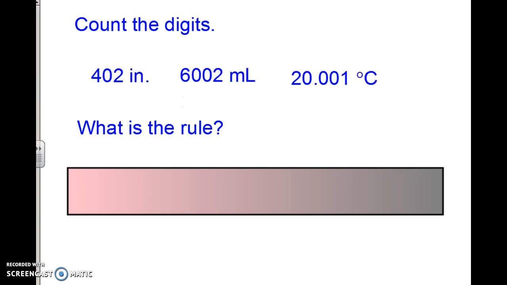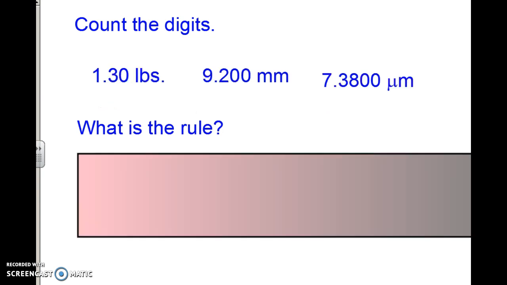Now we're going to the second rule, and we call this trapped zeros. Any zeros that are trapped between other numbers are considered significant. So here we would have 3 digits, and here we would have 4 digits, and here we would have 5 digits, all because those digits are trapped between other numbers. And that is rule number 2.